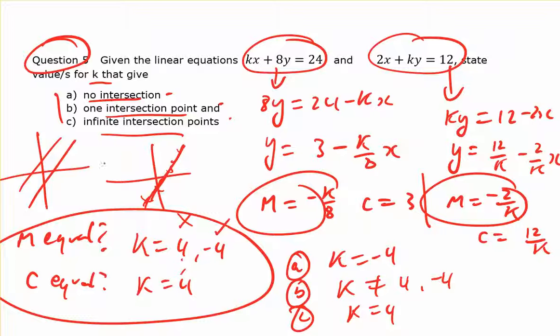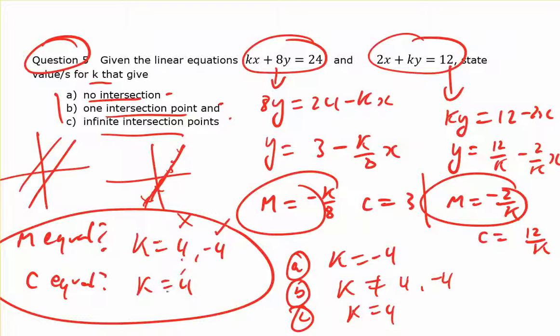So hopefully that gives you an idea of how to approach this question. First of all, you rearrange everything to make y the subject, so you can read off what the gradient and y-intercepts are. Find when the gradients are equal. Find when the y-intercepts are equal. So find the k value which gives you the same gradient and the same y-intercept. And then you analyze.